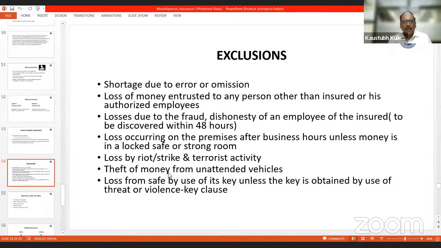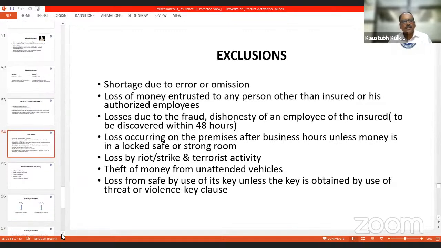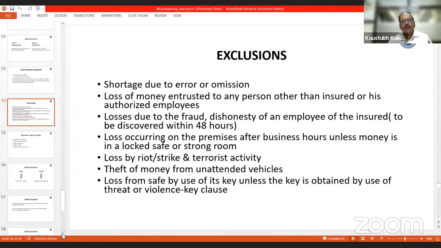So, if the money is kept in a vehicle and if it is attended by any person, then only those claims will be payable. Again, the foreseeable, violent, visible thing is a key factor. Loss from safe by use of its key, unless the key is obtained by use of threat or violence. This is again a key clause. Unless and until the keys are obtained by threat or by forcible means, the coverage will not be there.